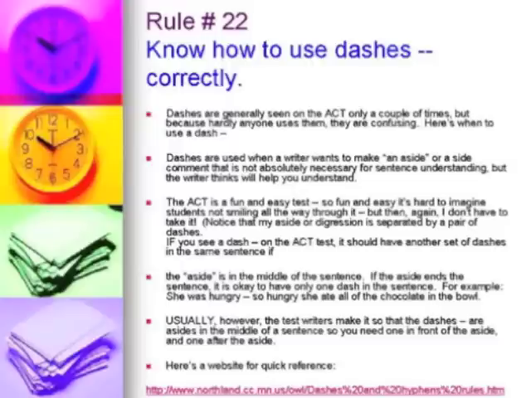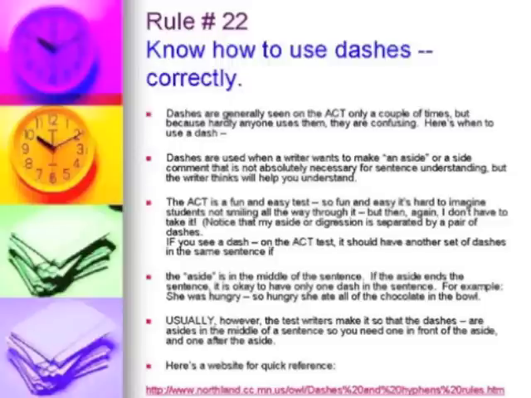Here's an example. The ACT is a fun and easy test, dash, so fun and easy it's hard to imagine students not smiling all the way through it, dash, but then again, I don't have to take it. Notice that my aside or digression is separated by a pair of dashes. If you see a dash on the ACT test, it should have another set of dashes in the same sentence, if the aside is in the middle of a sentence. If the aside ends the sentence, it's okay to have only one dash in the sentence.